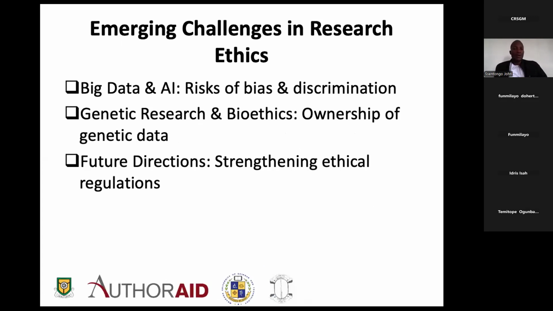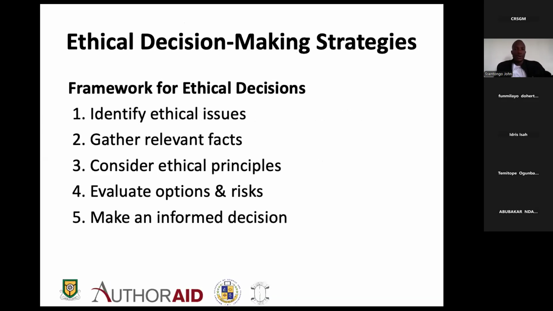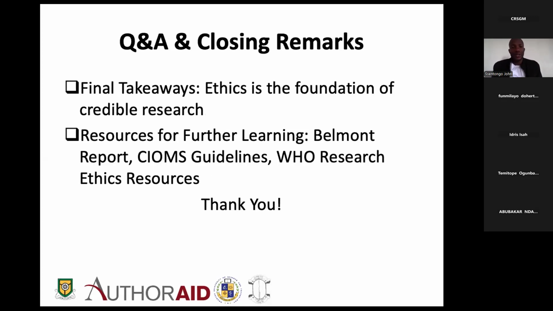Some of the challenges are big data and AI, because AI is another world that is coming in with lots of things, and also genetic research and bioethics about data ownership and genetic data. For future directions, we should strengthen the ethical regulation. In decision-making strategies, you identify the ethical issue within the research, you gather relevant facts, and consider ethical principles. Ethical principles are institutional, national, and international. Then you evaluate the options and risks, and then you make an informed decision.